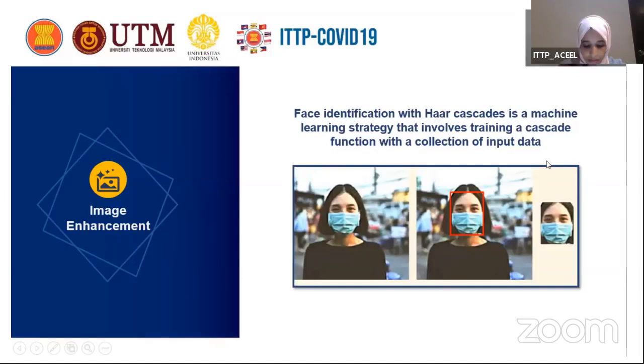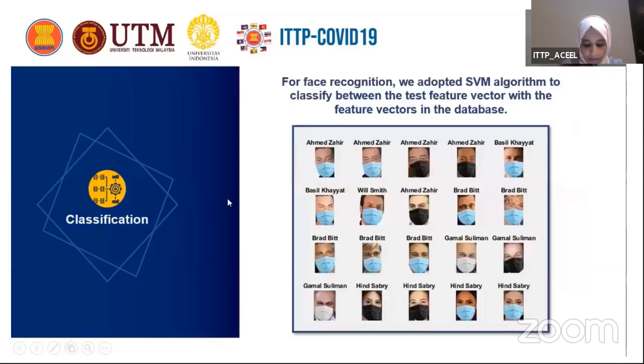This vector is entered into the model, or the classifier, to get the corresponding label. As we see here for the classification, we adopted the SVM, support vector machine algorithm, to classify between the test feature vectors from the enhanced image and the feature vectors in the database. Here are some results of the support vector machine.